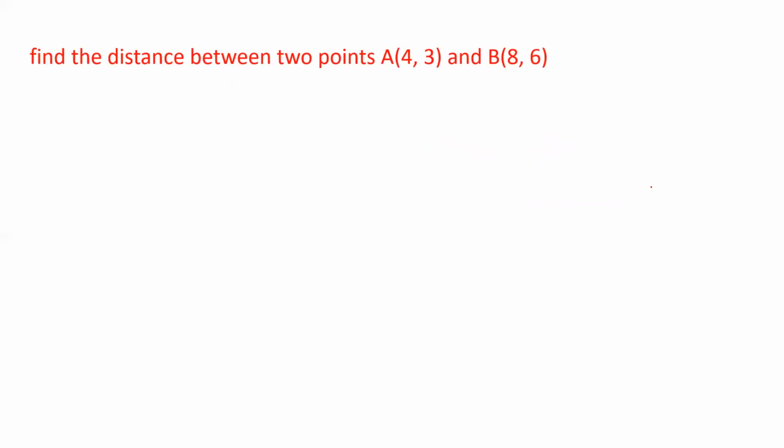And here I'm with a level 1 direct question. Find the distance between 2 points A (4,3) and B (8,6). So here the question is a very direct one, and we need to know what x1, x2, y1, y2 are, and substitute the values in the formula. Here x1 is 4, x2 is 8, y1 is 3, and y2 is 6.